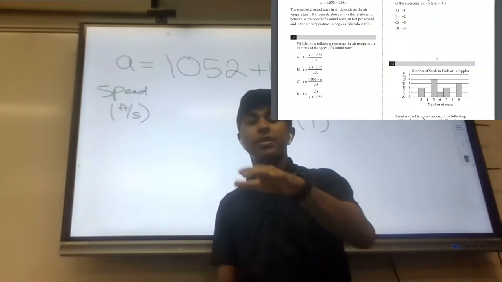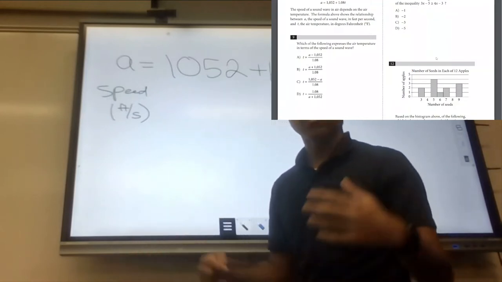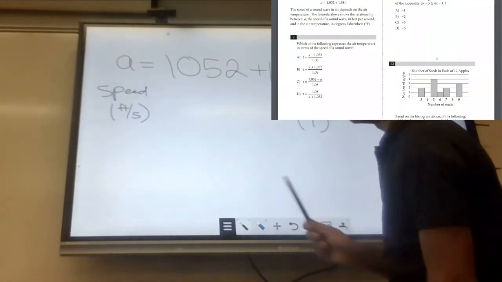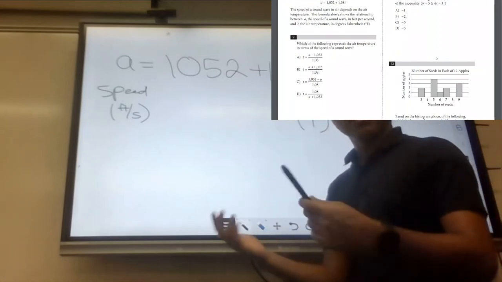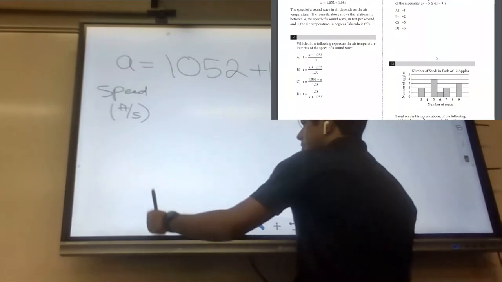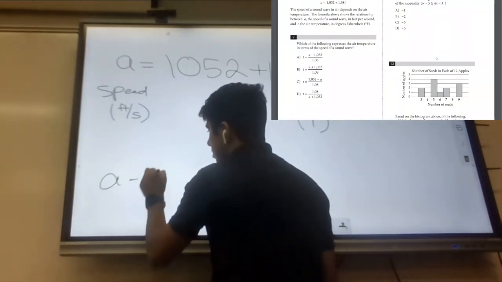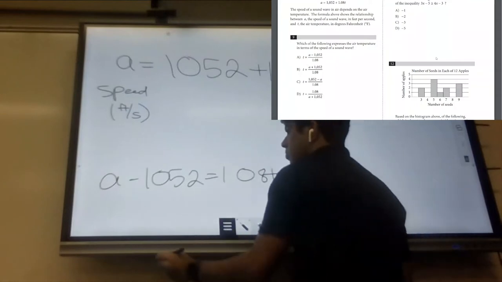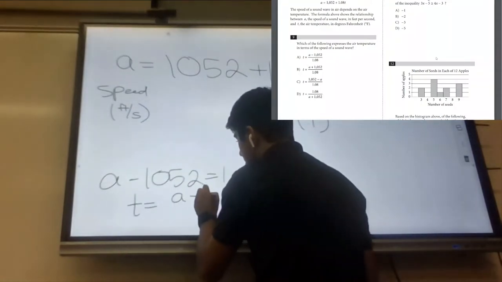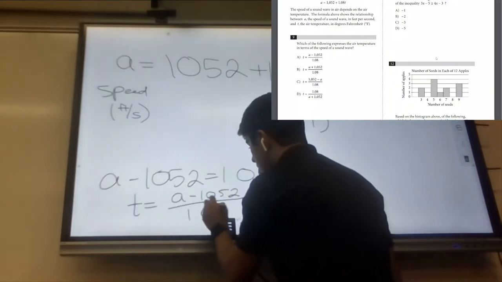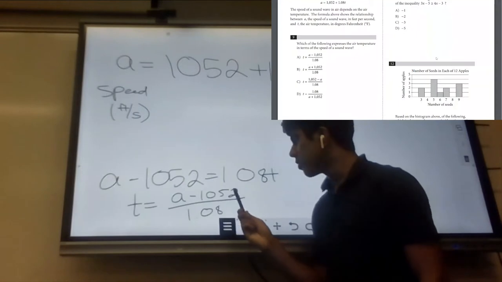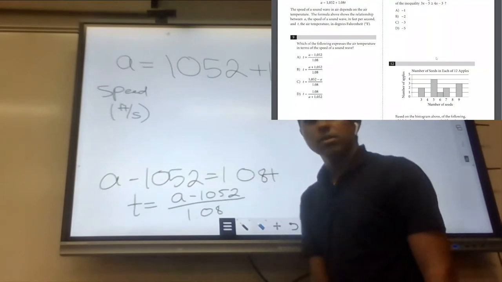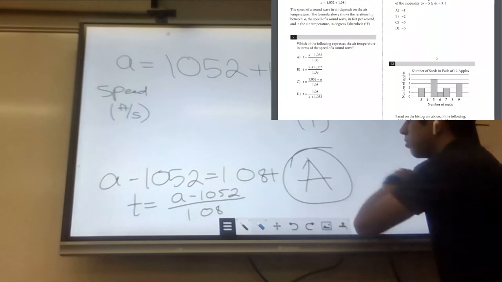So we're trying to find the air temperature in terms of the speed of the sound. Alright, let's see. So how are we gonna do that? We're just trying to isolate T here, right? So if we want to isolate T, we get the T on one side and everything else on the other side. So you just subtract the 1,052 from both sides. I'm not gonna explain everything. You know how to do this. Pretty simple, and you get T equals A minus 1,052 over 1.08. So that is going to be choice A, and that is our answer.